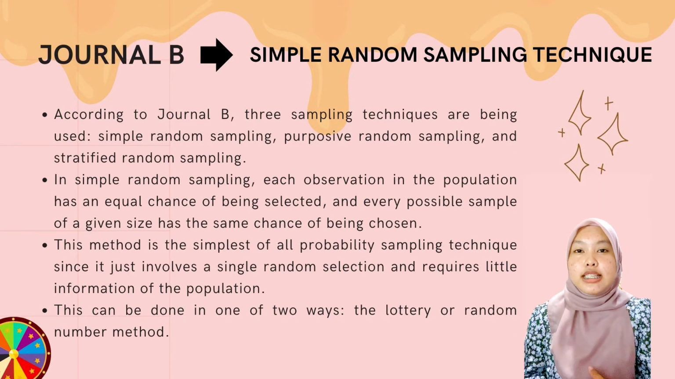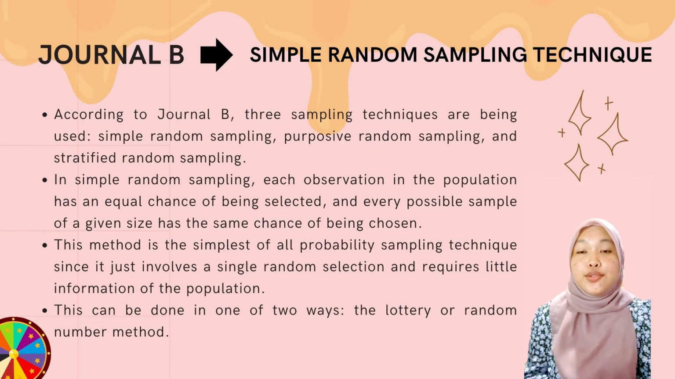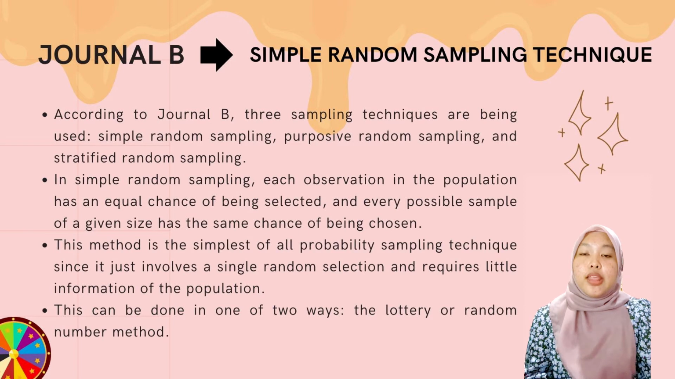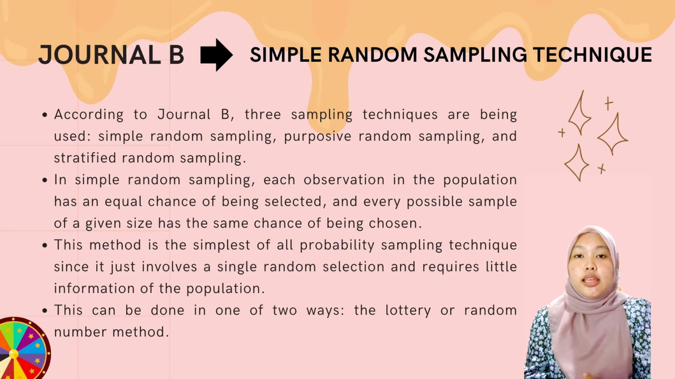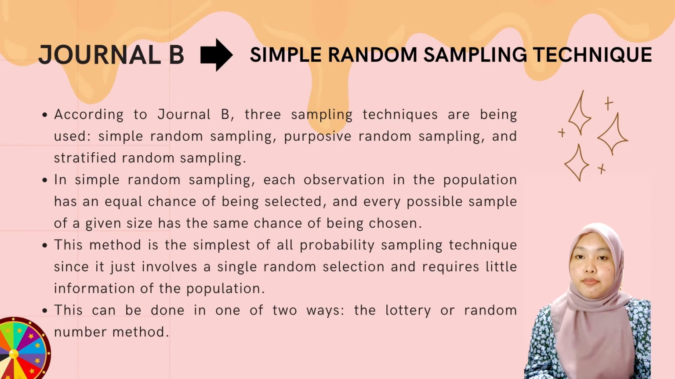As I previously said, three sampling techniques are used in Journal B: simple random sampling, purposive random sampling, and stratified random sampling. However, I'm more focused on the simple random sampling technique because it was used to choose respondents from the communities in Journal B. Then, the state in Journal B was selected using the purposive random sampling technique, while the local governments were selected using the stratified random sampling technique.